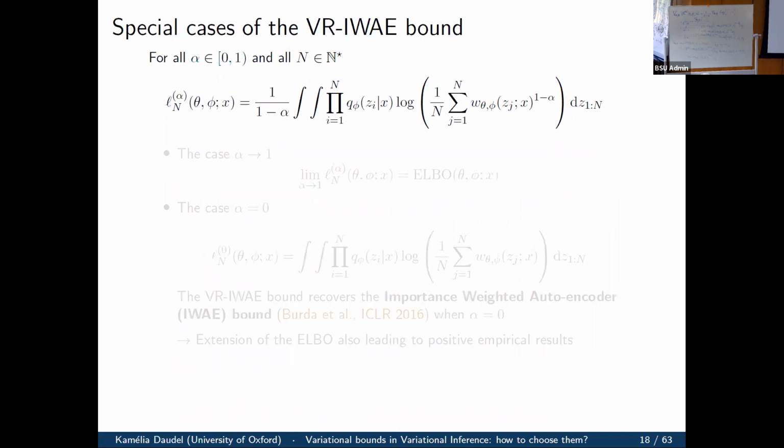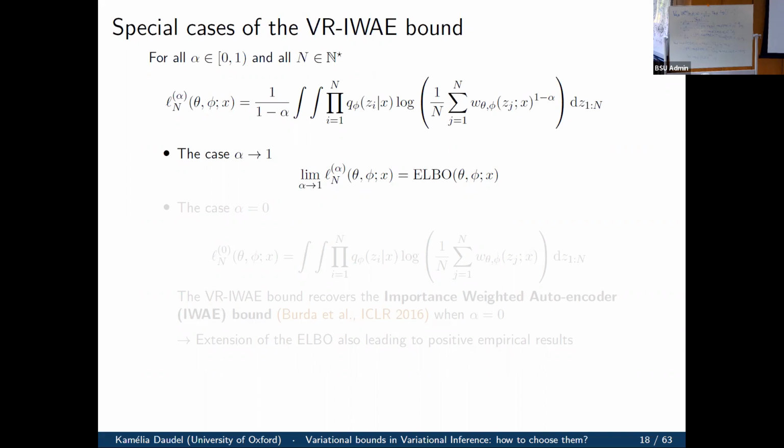Okay. Special cases. First special case that we want to look into is the case alpha goes to 1, because we want to check that we are still linked to the evidence lower bound. So I'm not going to do the proof, you'll have to trust me. But basically, if you let alpha go to 1 in this context, you will get the evidence lower bound.